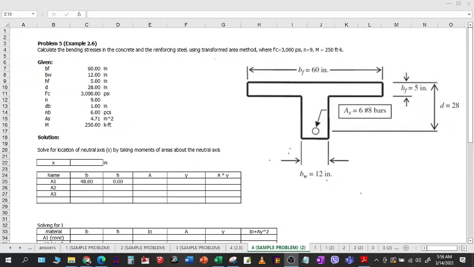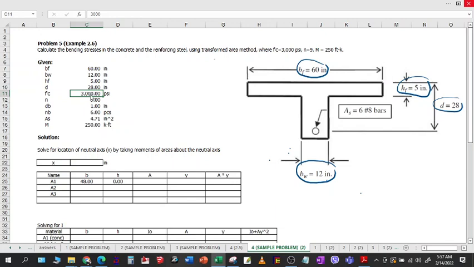First, we have to account for the given data based on this figure. So first we have bf, or the width of the flange. This is 60 inches right here. Then the width of the web is 12 inches here. Then the height of the flange is 5 inches right here. d is the effective depth, or the distance from the outermost compression fiber to the centroid of the steel. That will be 28.